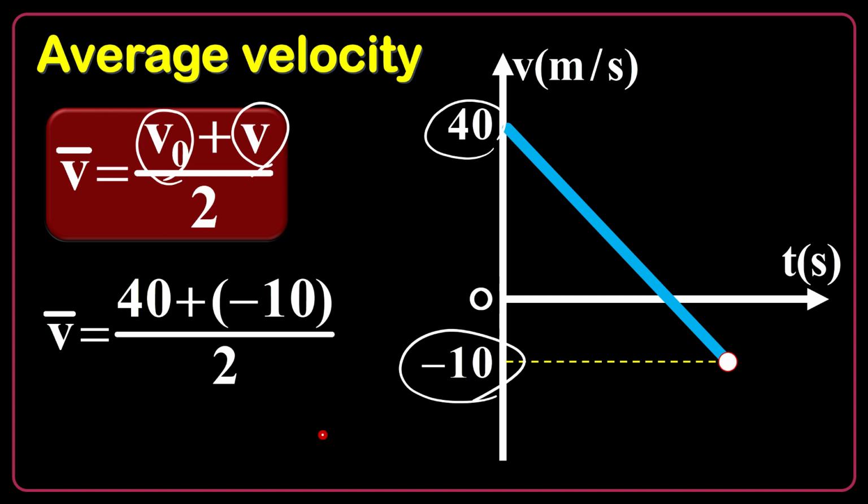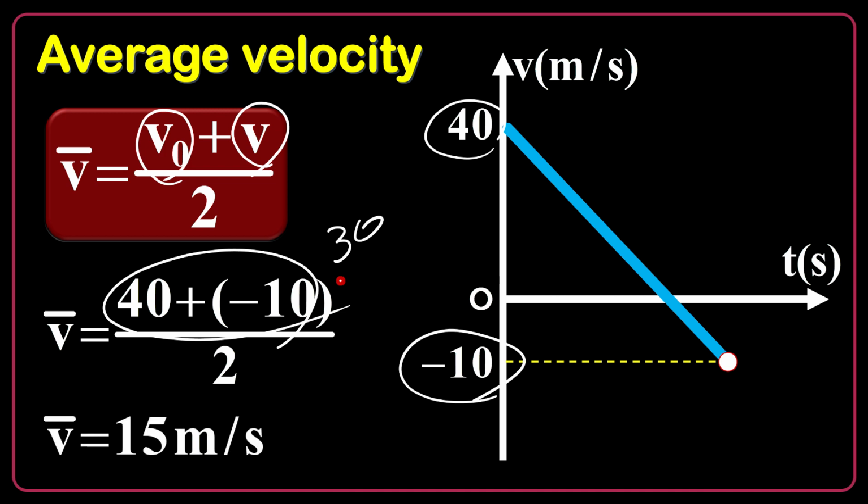It's very important to apply the negative sign for the final velocity. When any of the velocities, initial or final, are negative, you should put the negative sign. Anyway, when you add them up, you will get 30, and then it's divided by 2. So the average velocity in this case is 15 meters per second.